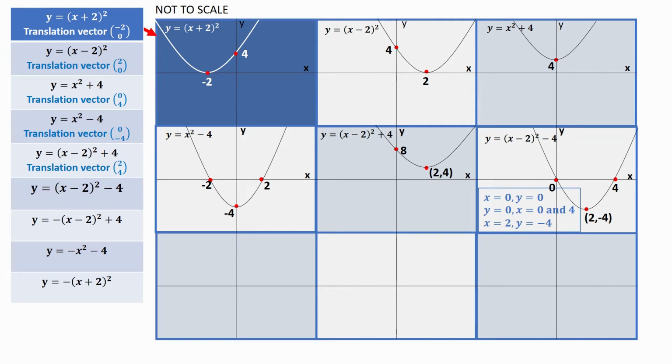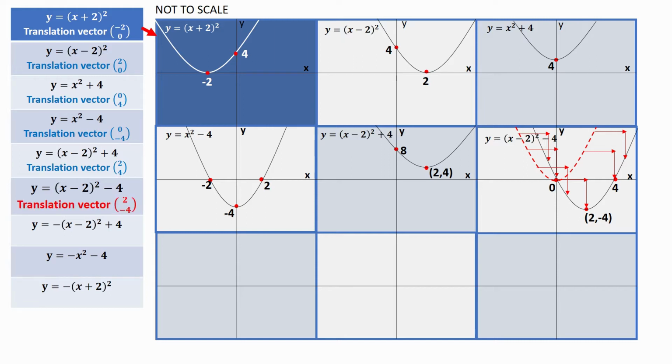Drawing y equals x squared, we see that each point on y equals x squared is moved 2 units to the right and 4 units down. So the transformation is a translation with vector (2, negative 4).